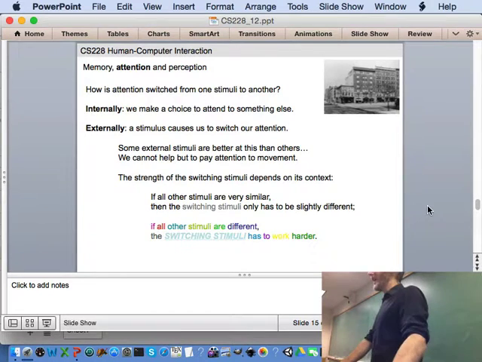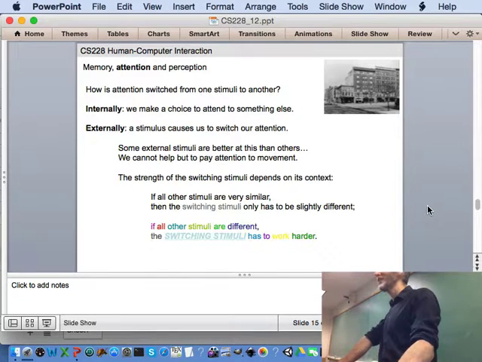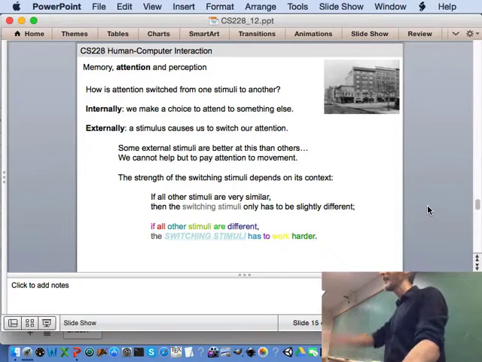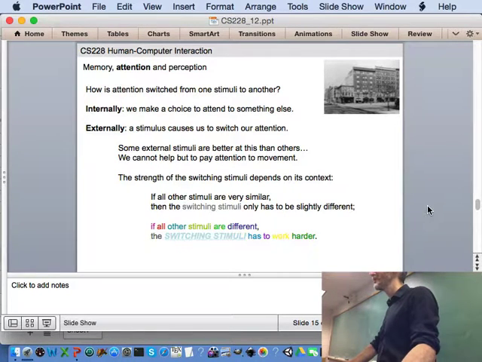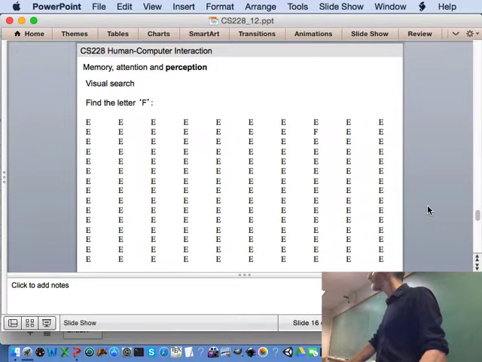Okay, now we're going to switch to perception. We're going to play a perception game this time. I'm going to flash up a field of Es, the letter E, and I want you to find the letter F in the field of Es. I promise you there is an F in there. And I want you to just sort of think about how many seconds it takes you to find the F. Ready? Here we go. Everybody found the F? Okay.